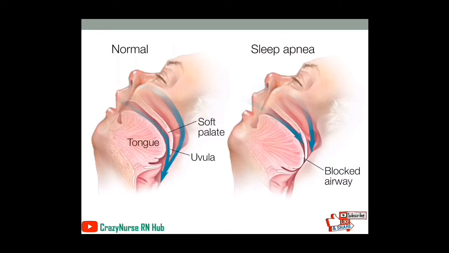Sleep apnea profoundly affects a person's work or school performance. In addition, prolonged sleep apnea can cause a sharp rise in blood pressure and may lead to cardiac arrest. Over time, apneic episodes can cause cardiac arrhythmias, pulmonary hypertension, and subsequent left-sided heart failure.